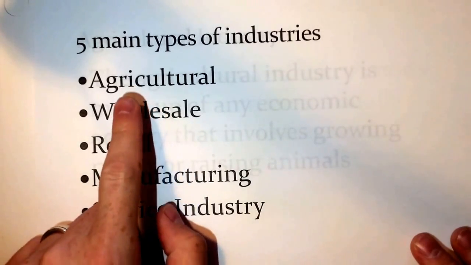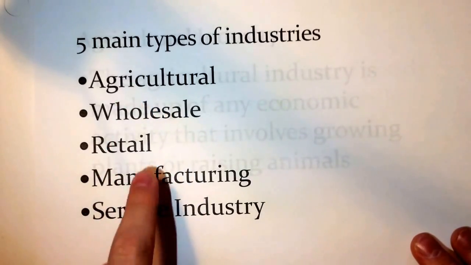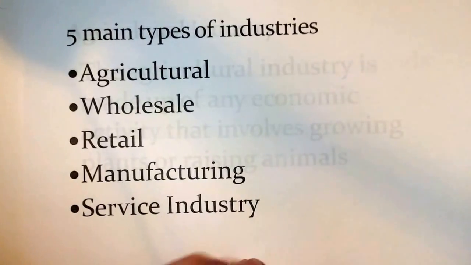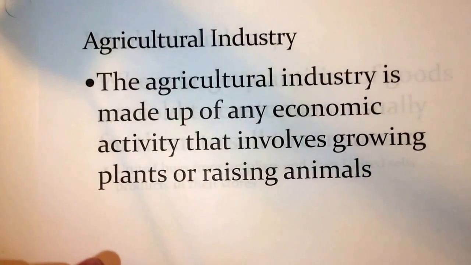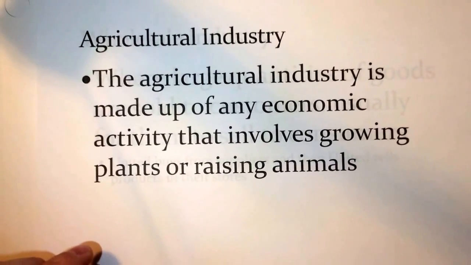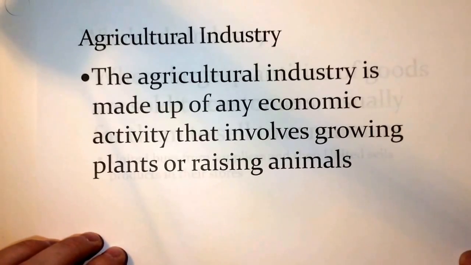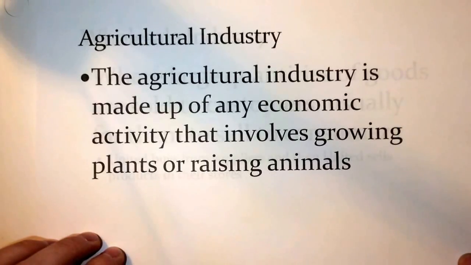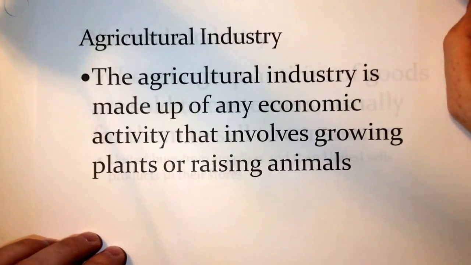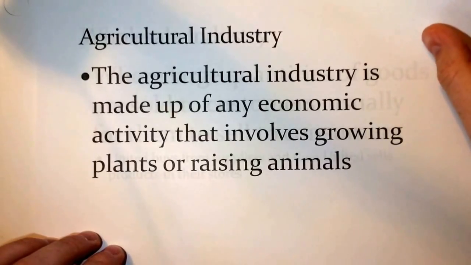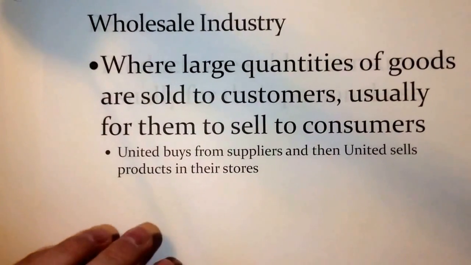And they don't have to be in this order, but oftentimes we'll give you 3 of these and then leave and then have something else completely different. So we got to be careful. So the agriculture industry. The agriculture industry is made up of any economic activity that involves growing plants or raising animals. Anything you do is agriculture based if it's growing a plant, growing a crop, or raising any type of animals like cattle, pigs, dogs even. Anything that could be like that is an agriculture industry.